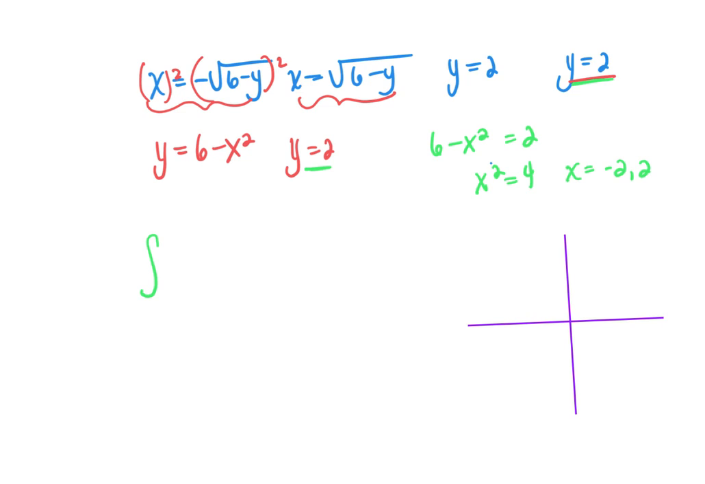Y equals 2 is just a linear graph, right? It's just at 2. You have this little guy here. 6 minus x squared is a parabola pointing down, which crosses the x-axis at 6. So it's going to look something like this. And I'm basically taking this little guy here and revolving it around that line. No gap whatsoever. But it is important that I put both of those.